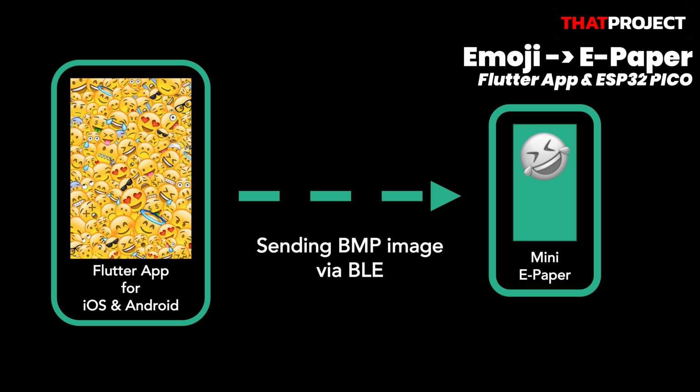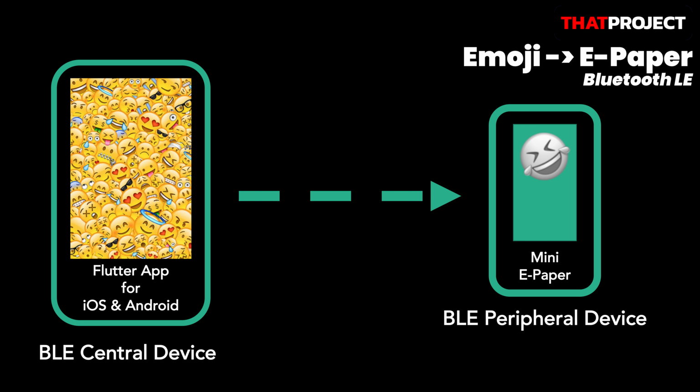This project consists of two parts. In the Flutter app, you can select an emoji, change it to a bitmap, and send the file through BLE. Mini Epaper uses the ESP32 picoboard, so BLE can also be used. It becomes a BLE peripheral and waits for connection. In the app, BLE works as a central device, allowing it to search and connect to BLE devices around you.